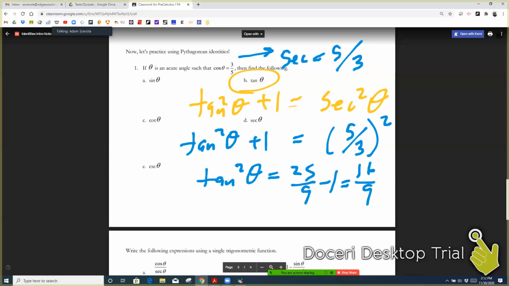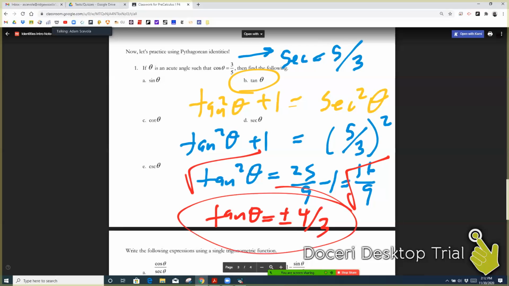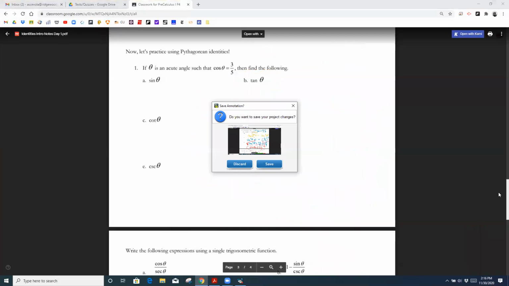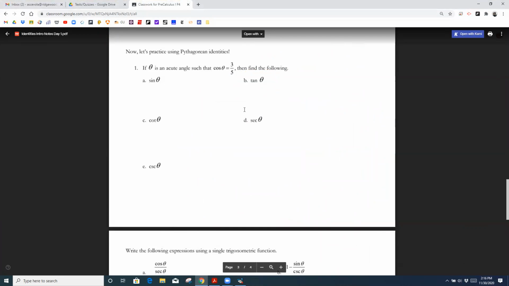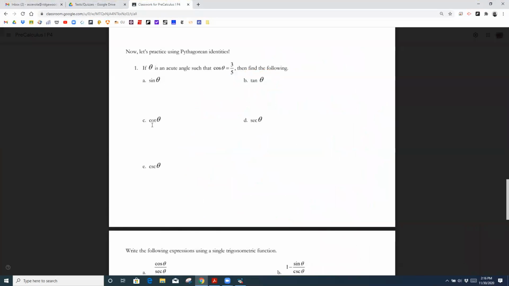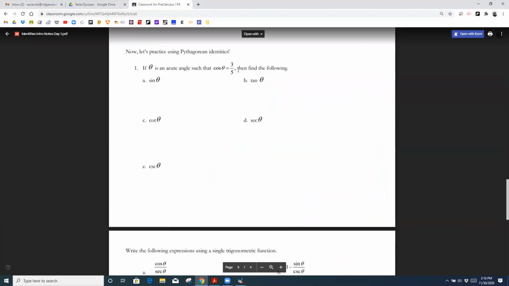So then we got to take the square root of tangent squared, and we get tan of theta is equal to plus or minus 4/3. Could be positive, could be negative. You don't know if this is quadrant 1 or quadrant 4. So you got to give 2 answers. Anytime you take the square root, you want to include that plus or minus. All right. So you could try C, D, and E on your own in a similar way, but D is going to be very similar to what we did for B. Or you could just say it's 5/3 because you know cosine's 3/5. Right, cotangent and cosecant, you got to use the other formula.